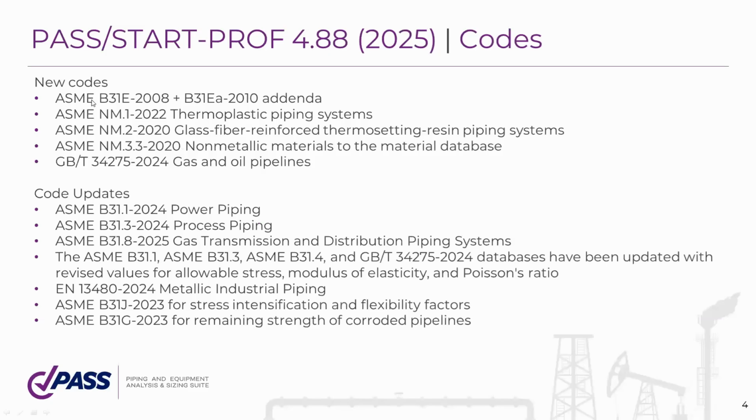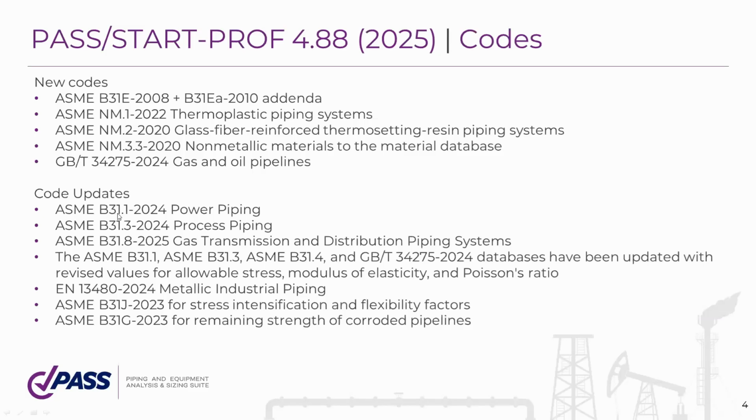It is the ASME B31E code for seismic analysis. Also, we added non-metallic piping codes. It's ASME NM.1 and NM.2. And we added the database with material properties from ASME NM.3.3 for non-metallic piping systems, and also added the new GB/T, Chinese gas and oil pipelines code, and updated the existing codes.